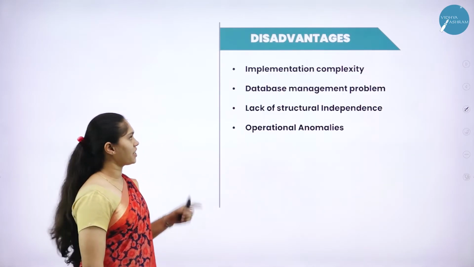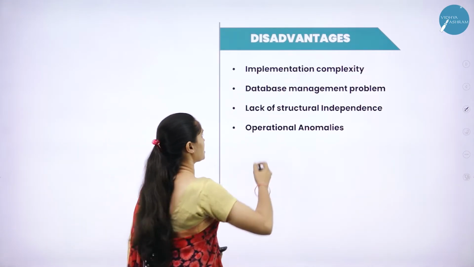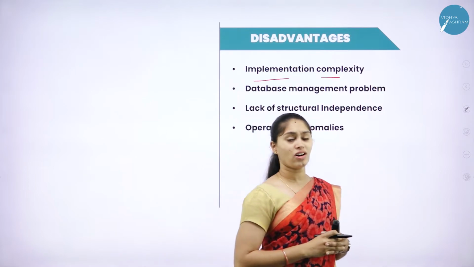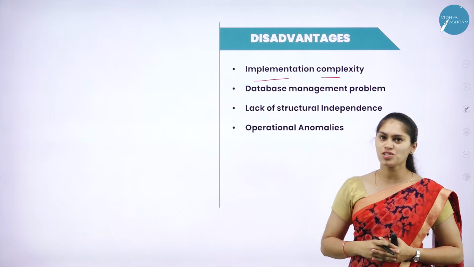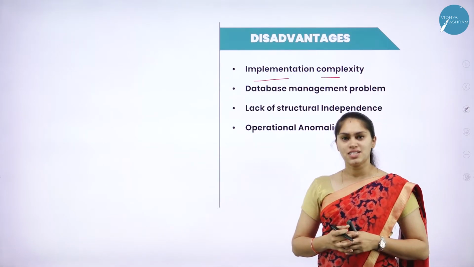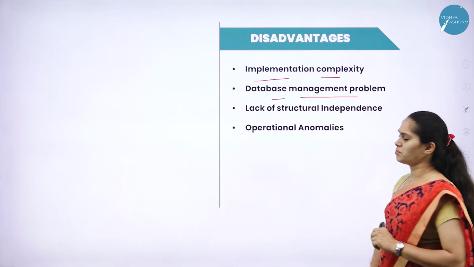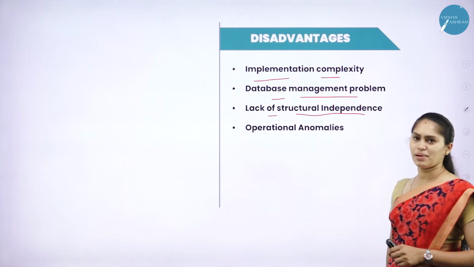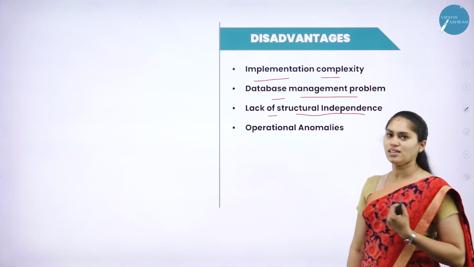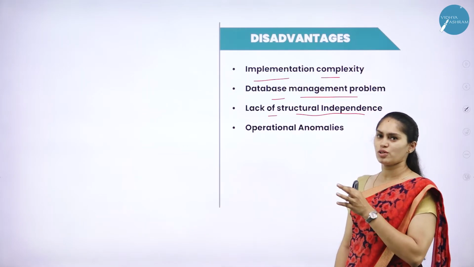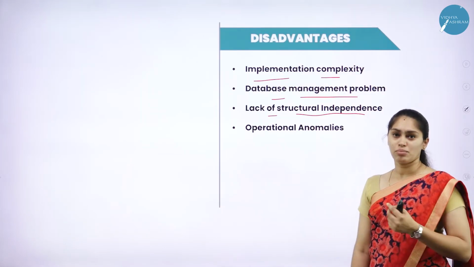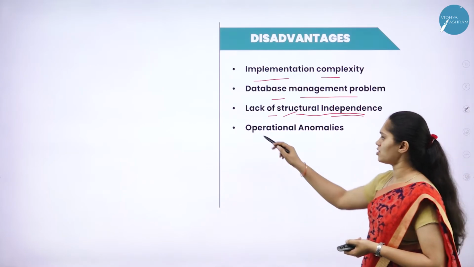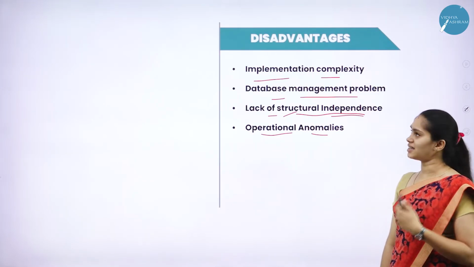Now we'll see the disadvantages of this hierarchical model. What is the first disadvantage? Implementation complexity. Anyway, it is one to many, though it is complex. Because we have to concentrate and choose which is the parent node and which are the children nodes. Also database management problems. Management of all those data is going to be somewhat difficult, and there is a lack of structural independence. There is no independence between the data entities. If a department depends on a student, course as well as the professor, there is no independence, so there will be a lack of structural independence and also operational anomalies. So these are the disadvantages.